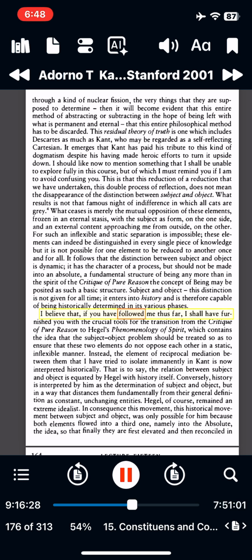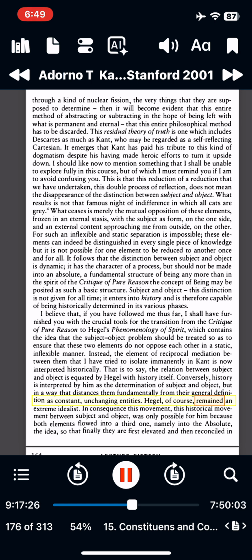I believe that, if you have followed me thus far, I shall have furnished you with the crucial tools for the transition from the Critique of Pure Reason to Hegel's Phenomenology of Spirit, which contains the idea that the subject-object problem should be treated so as to ensure that these two elements do not oppose each other in a static, inflexible manner. Instead, the element of reciprocal mediation between them that I have tried to isolate immanently in Kant is now interpreted historically. That is to say, the relation between subject and object is equated by Hegel with history itself. Conversely, history is interpreted by him as the determination of subject and object, but in a way that distances them fundamentally from their general definition as constant, unchanging entities.